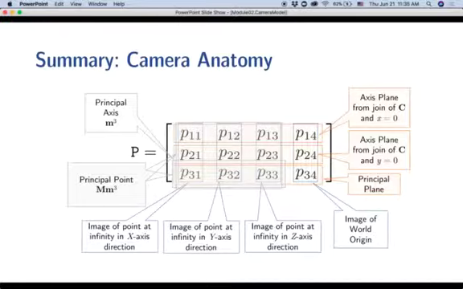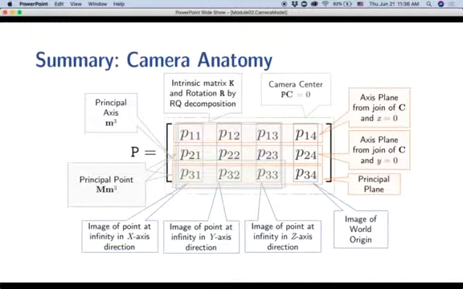The way we proved this is that we went to the point at infinity along the principal axis direction and then imaged it, and we realized that only the first 3 by 3 block is relevant there. We also saw that this first 3 by 3 block can be used to extract R and K by RQ decomposition, and once I have K, I can read the principal point from K as well as the focal length parameters. And finally, the null vector of the whole matrix is the camera center.